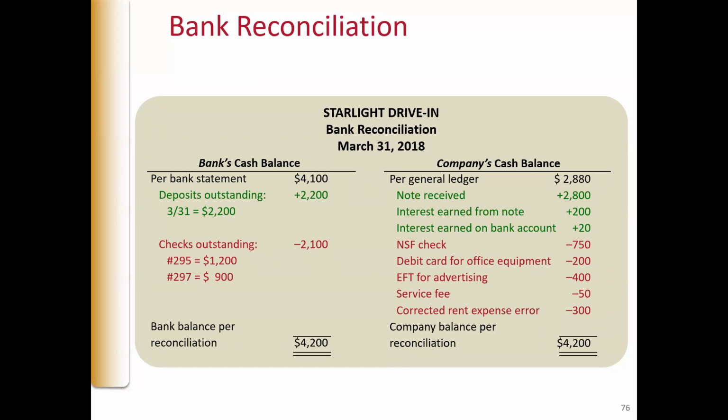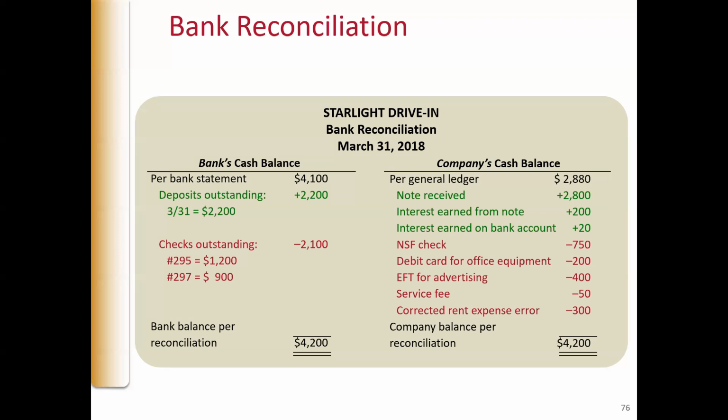So guys, we're taking those items that the bank has recorded, but the company has not recorded. The note received by the bank was for $3,000. It told us 2,800 was the note and 200 of it was interest. The interest earned on the bank account was $20. We had an NSF check, meaning the company received money from a customer. When they went to deposit it, there were not sufficient funds, so it got returned.